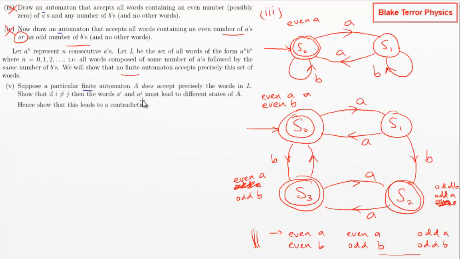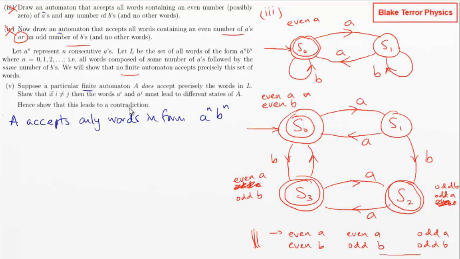Show that if I is not equal to J, then the words I, J, AJ must lead to different states of A. Right, so that was quite a lot to take in. So a finite automaton does accept precisely the words in L. So let's note some of this down then. So A accepts precisely the words in L, so only words in the format A^N B^N. So that's all it's accepting.